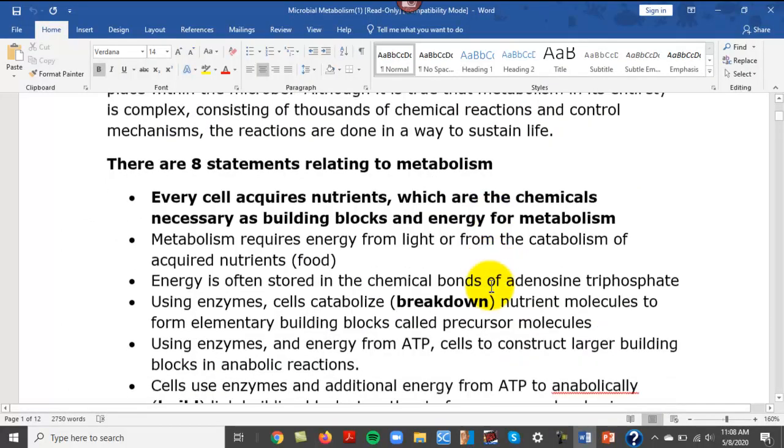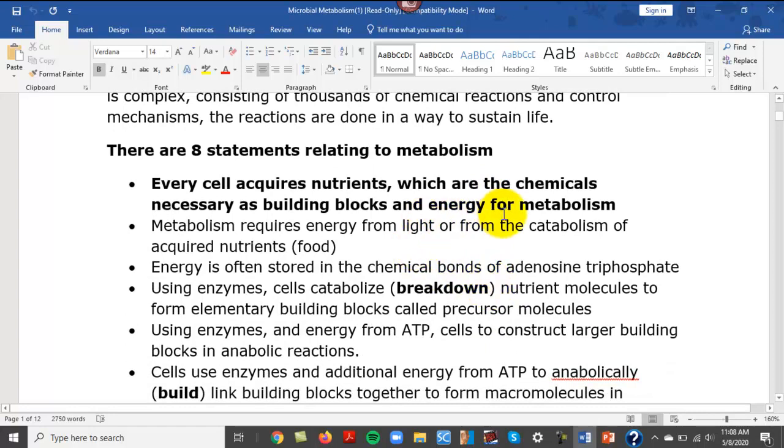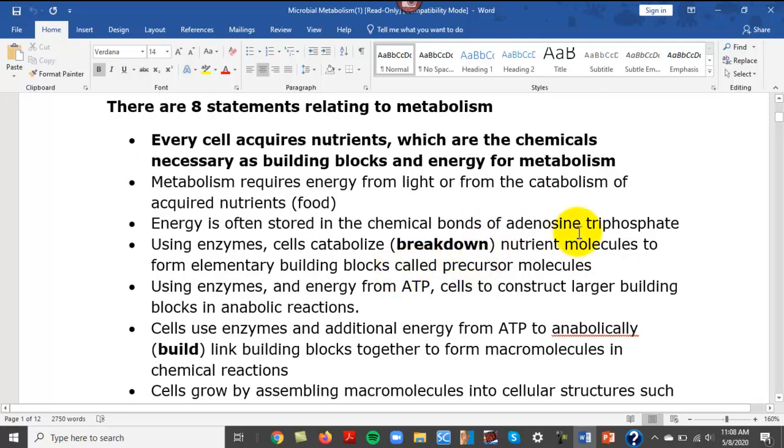Okay, so 8 statements about metabolism. Every cell acquires nutrients, which are chemicals that are necessary for building blocks and energy. Energy is stored in the form of chemical bonds of adenosine triphosphate. Yes, since we're talking about microbes, if they are using oxygen, then oxygen is used to convert food energy into ATP. If they are an anaerobe without oxygen, they're doing a process called fermentation, which is not using oxygen directly to convert a substrate into ATP.